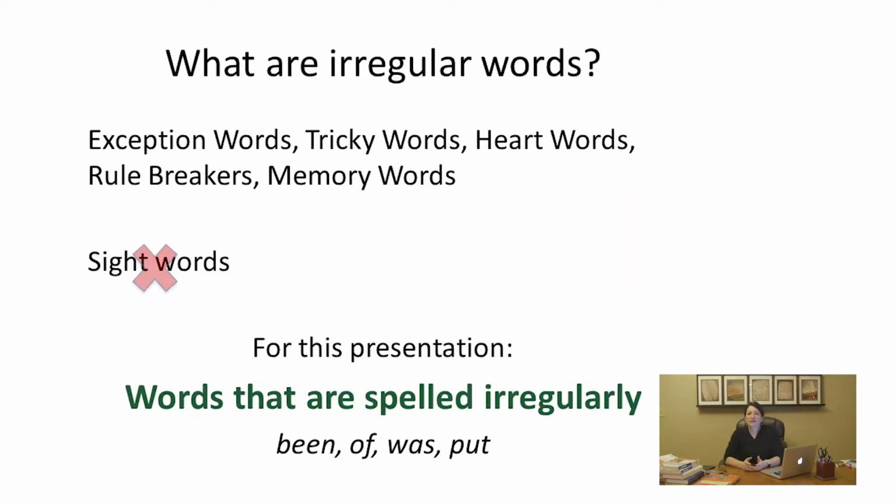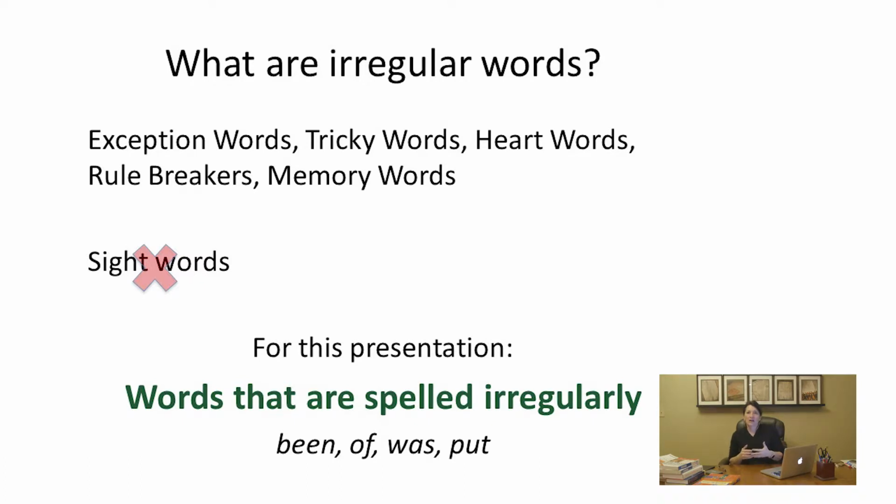So what are irregular words? They have many names: exception words, tricky words, heart words, rule breakers, memory words, anything. Maybe you have a different term that you use. Irregular words are words that have a letter or some letters that don't make their typical sounds. So if we were to read the word was using typical sounds, it would come out "wass."